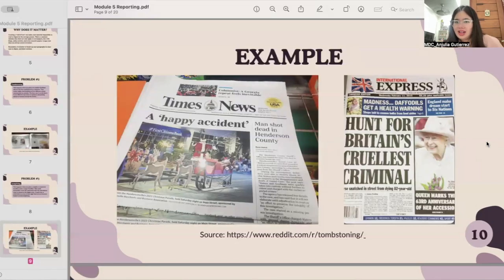And then on the side you have what seems to be a photo of the late Queen Elizabeth, and in a smaller headline it says she's marking her 63rd anniversary of her accession. So this could really confuse the readers, or even perpetuate fake news or fake understanding of the news.